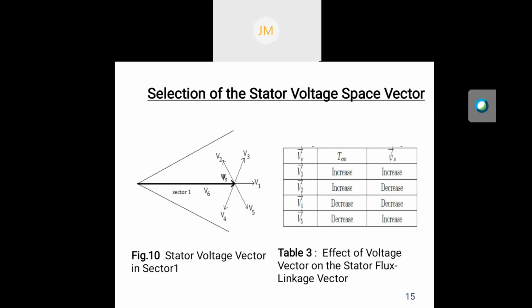Actually sir, psi alpha is responsible for flux and psi beta is responsible for torque. So when we select V3, that means flux psi alpha and psi beta, it will be in the first quadrant, that means flux and torque both are in positive direction.